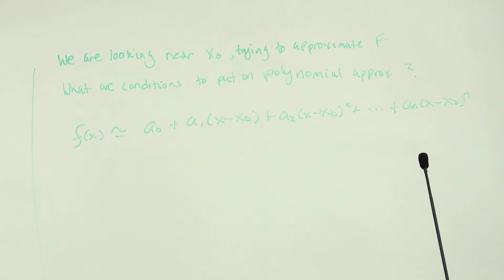It should be differentiable at x0. And what should the value of its derivative be there? Okay, a1 is the value of the derivative. How should that relate to the function we're trying to approximate? It should be the same, right?